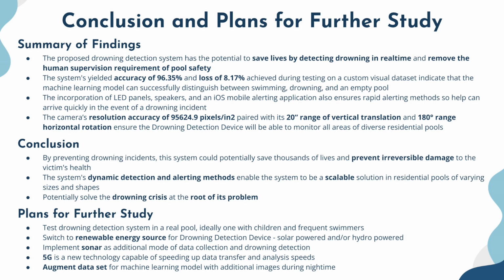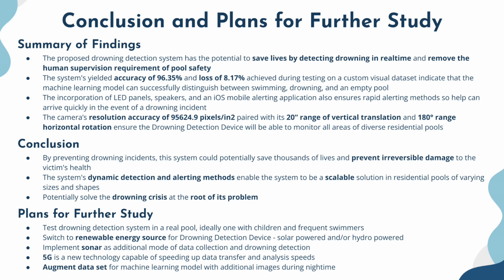In conclusion, the drowning detection system and drowning detection device has the ability to save lives by detecting drowning in pools in real time and entirely removing the human supervision requirement of pool safety. Currently, the system operates at an accuracy of around 96% and loss of 8%, as well as containing a resolution accuracy of around 90,000 pixels per square inch, as well as a 20-inch range of vertical translation and 180-degree range of horizontal rotation. This ensures that the drowning detection device will be dynamic and scalable and able to monitor all areas of any residential pool. Additionally, this system can save thousands of lives and prevent irreversible damage to a victim's health by potentially solving the drowning crisis at the root of its problem.